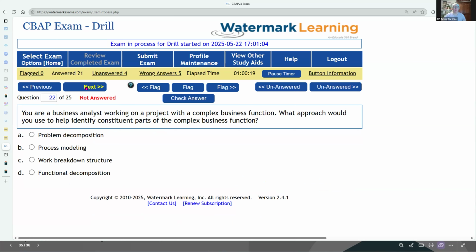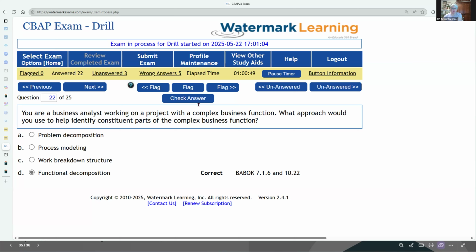You are a business analyst working on a project with a complex business function. What approach would you use to help identify constituent parts of the complex business function? So you want to identify pieces that make up the whole. Would it be problem decomposition, process modeling, work breakdown structure, or functional decomposition? I would say D. Yeah, D. This is correct. Very good.